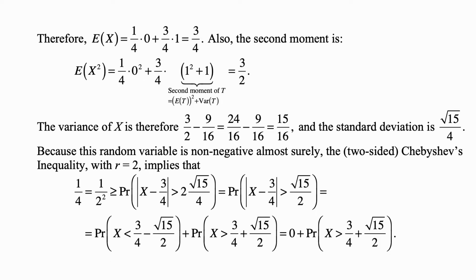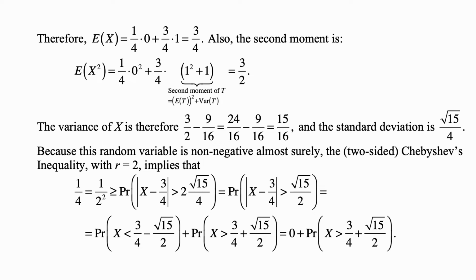two-sided Chebyshev's inequality with r equal to 2 implies that 1/4, which is 1 over 2 squared, so 1 over r squared, is greater than or equal to the probability that x minus 3/4, the mean, is greater than 2, that parameter r, times the standard deviation of square root of 15 over 4. So that's the probability that the absolute value of x minus 3/4 is greater than square root of 15 over 2. And that's equal to the sum of probabilities that x is less than 3/4 minus square root of 15 over 2, plus probability that x is more than 3/4 plus square root of 15 over 2.